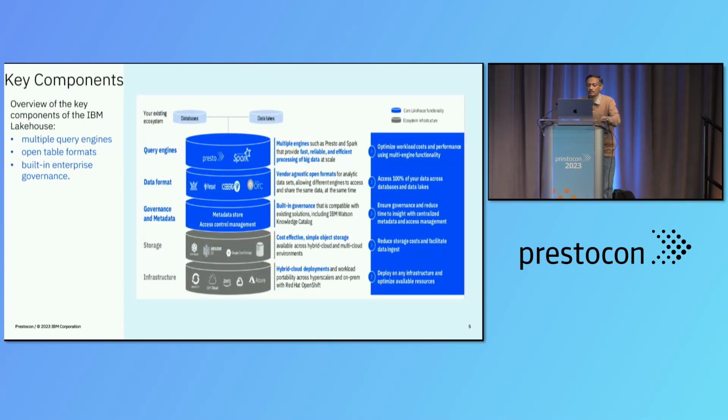As you see, for the query engine we are using Presto and Spark, both combined, based on the different data formats. You can see underneath the governance and security model, the metadata layer, and then storage and infrastructure. So the key components, with the basic idea, are the multi-query engine and the use of open table formats in the watsonx environment.